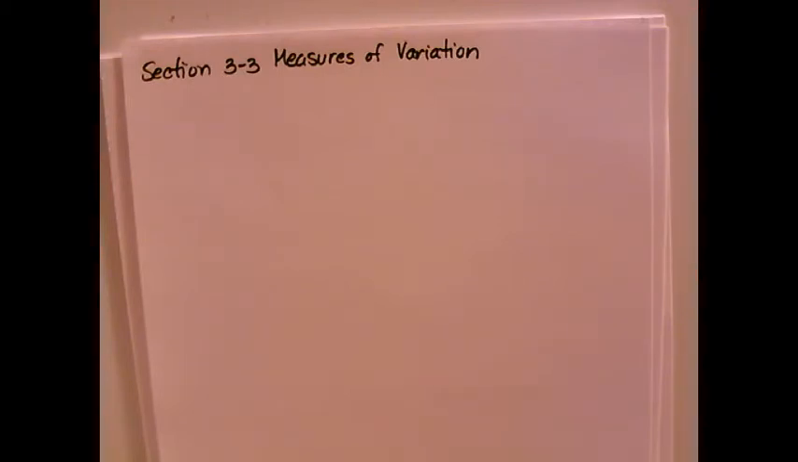Okay, in this video we're going to be looking at the measures of variation. We're going to be talking about how to find the standard deviation, the variance, and the range of a set of data. In the last video, we talked about the measures of center. Now we're going to be looking at variation and how the data values vary or how they're spread. There are three types of measures of variation.